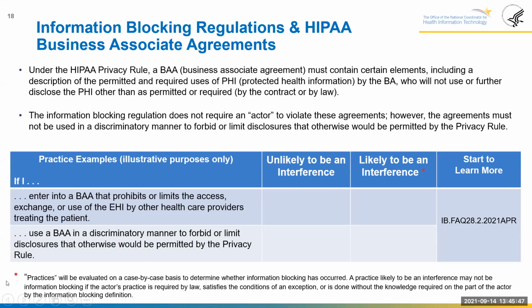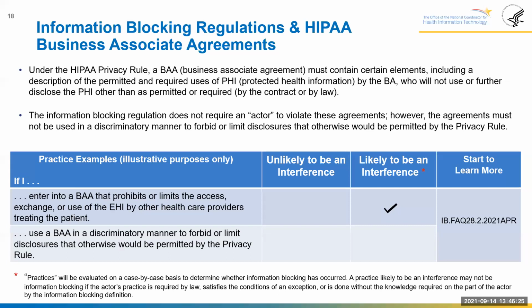And Dr. Mason? Yes, so if I enter into a business associate agreement that prohibits or limits the access, exchange, or use of electronic health information by other healthcare providers treating the patient, that is likely to be an interference. Disclosures to those other providers for purposes of treatment are permissible disclosures under HIPAA. So limiting that sort of access, exchange, or use could be an interference.